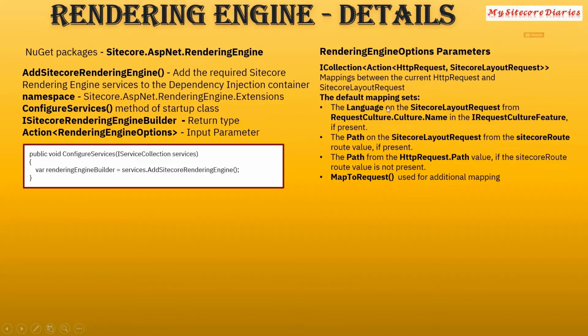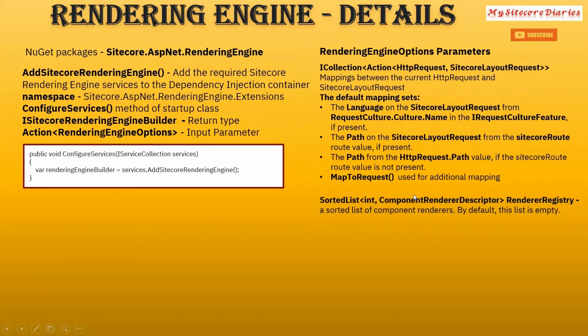The default mapping is like this: the language on the Sitecore layout request is mapped with the request culture, CurrentCulture.Name, in the HTTP request. Similarly, the path of the Sitecore layout request is taken from the Sitecore route value if present, otherwise from the path of the HTTP request. MapToRequest is used for additional mapping, so if you want any additional mapping, we can use MapToRequest. Okay, and then there is a sorted list. This sorted list of component renderers.